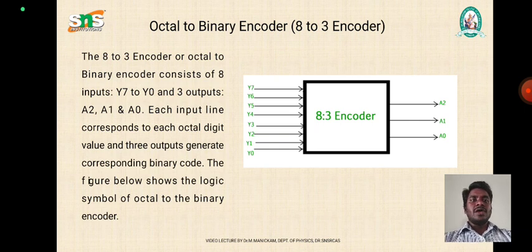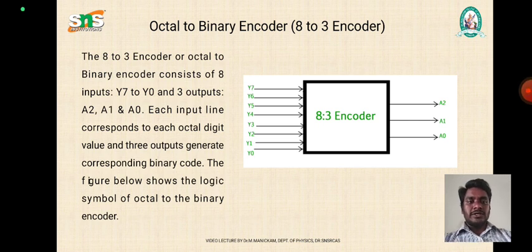One is the octal to binary encoder, that is the 8 to 3 encoder. The 8 to 3 encoder, or octal to binary encoder, consists of 8 inputs, Y7 to Y0, and 3 outputs, A2, A1 and A0. Each input line corresponds to each octal digit value, and the three outputs generate the corresponding binary code.